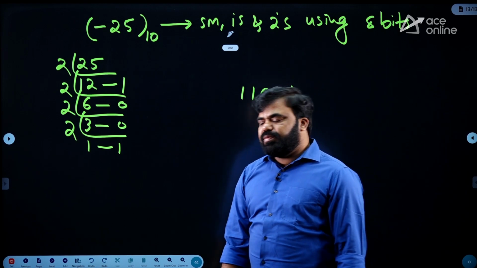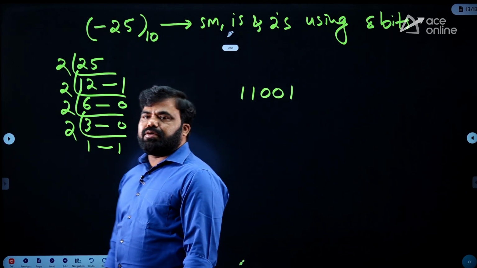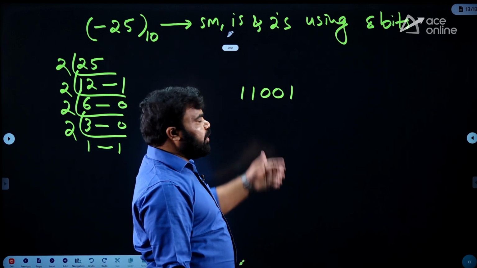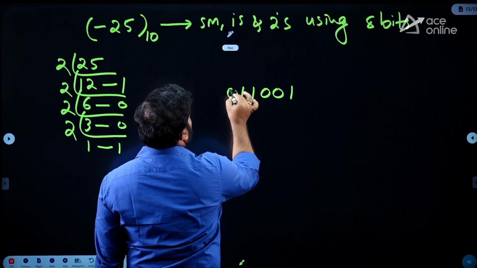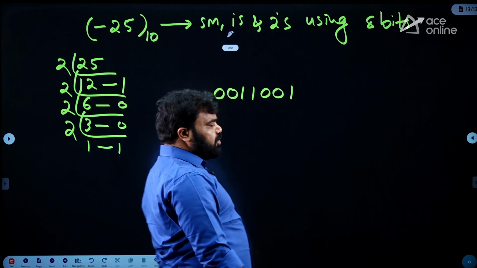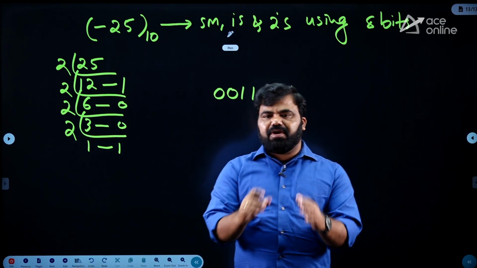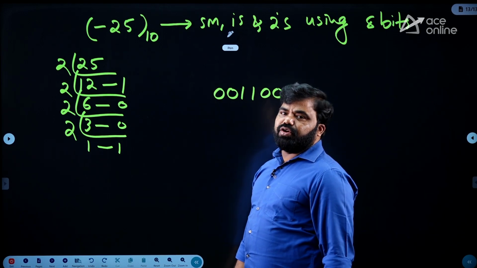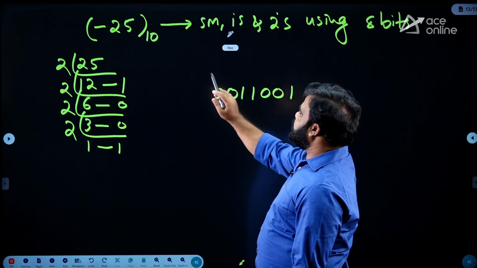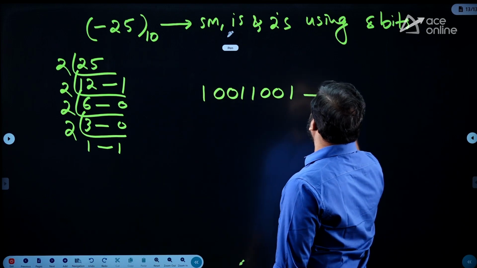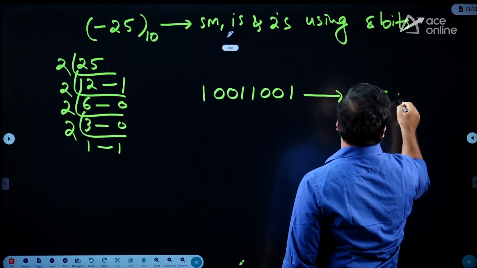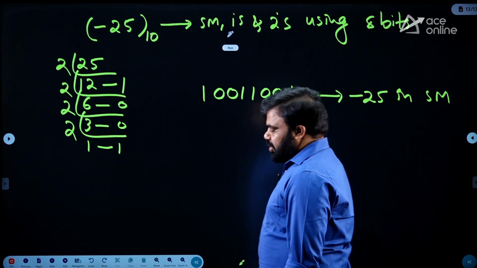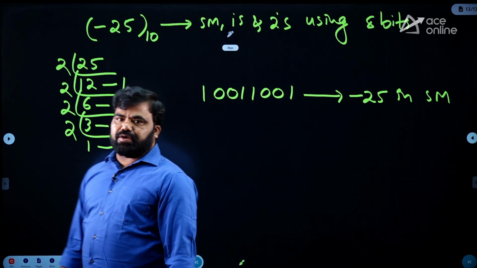But how many bits do I need to use for magnitude? 7 bits. How many bits do I have here? Only 5 bits. So let me make it 7 bits by appending zeros. The value should be the same, it is 25. Depending on the sign of the number, you decide the MSB. MSB should be 1 because the number is negative. So what we get here? Minus 25 in signed magnitude.